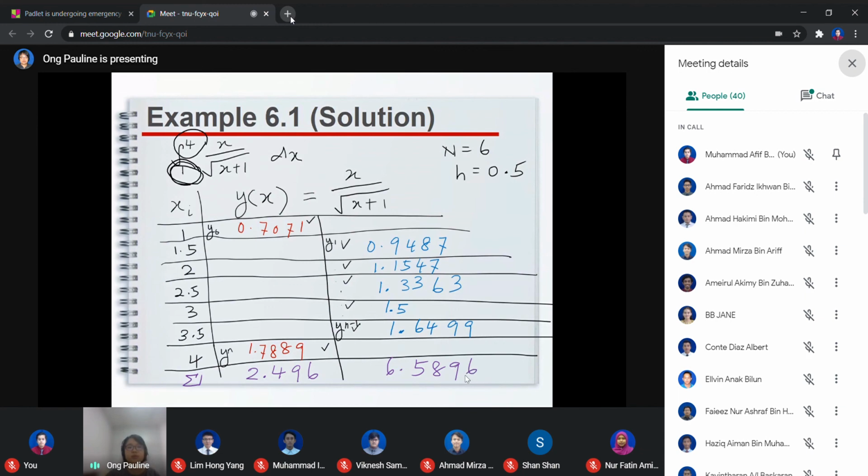So you sum up the y0 to yn, and we get 2.496. Then I sum up those y1, y2 until yn minus 1, so I get 6.5896. If I separate in this way, this will make our calculations easier.